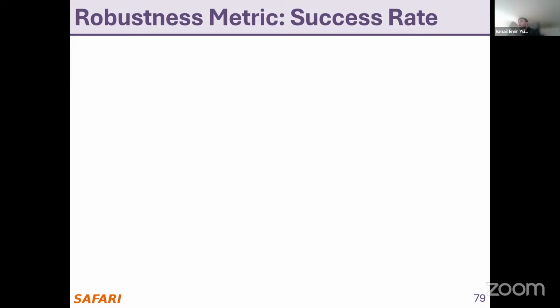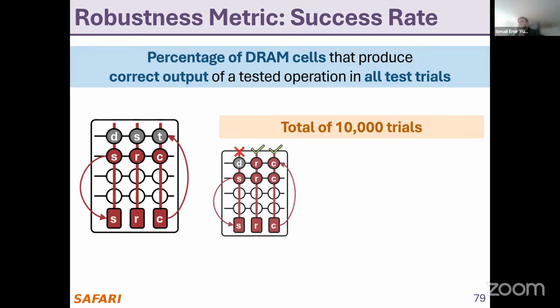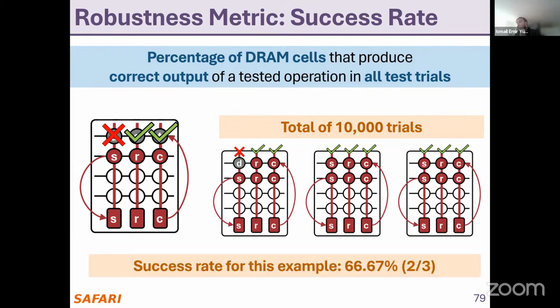We use a metric we call success rate, which refers to the percentage of DRAM cells that produce the correct output of a tested operation in all test trials. We tested a total of 10,000 trials. Here we have an example of a three-row in-DRAM copy operation, and the leftmost cell produces an incorrect output in one of the trials. So we say that the success rate for this example is 66.67%.